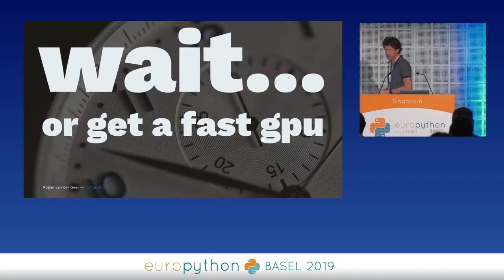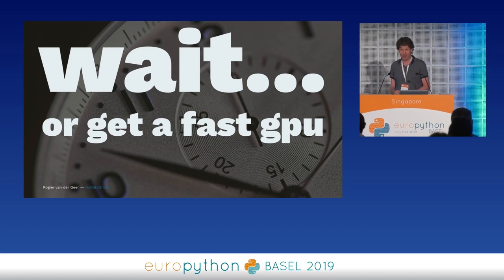We wait. First, we wait. And the waiting actually is quite annoying because training a model like this takes a while. In this case, I took a fast GPU. I used my boss's credit card. He doesn't know yet. He'll be a little bit surprised. And then I spent like 20 hours or so on training time. And then I had a model.